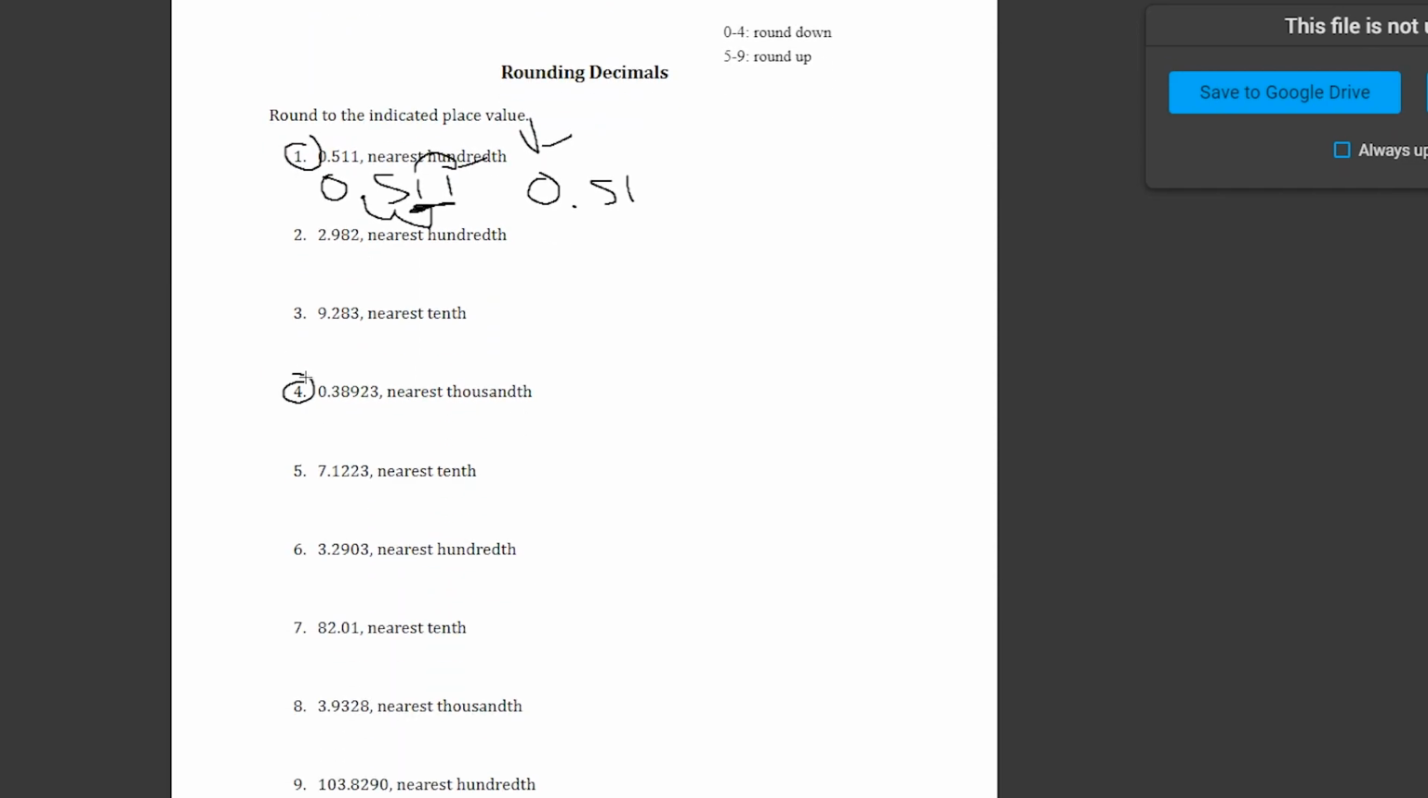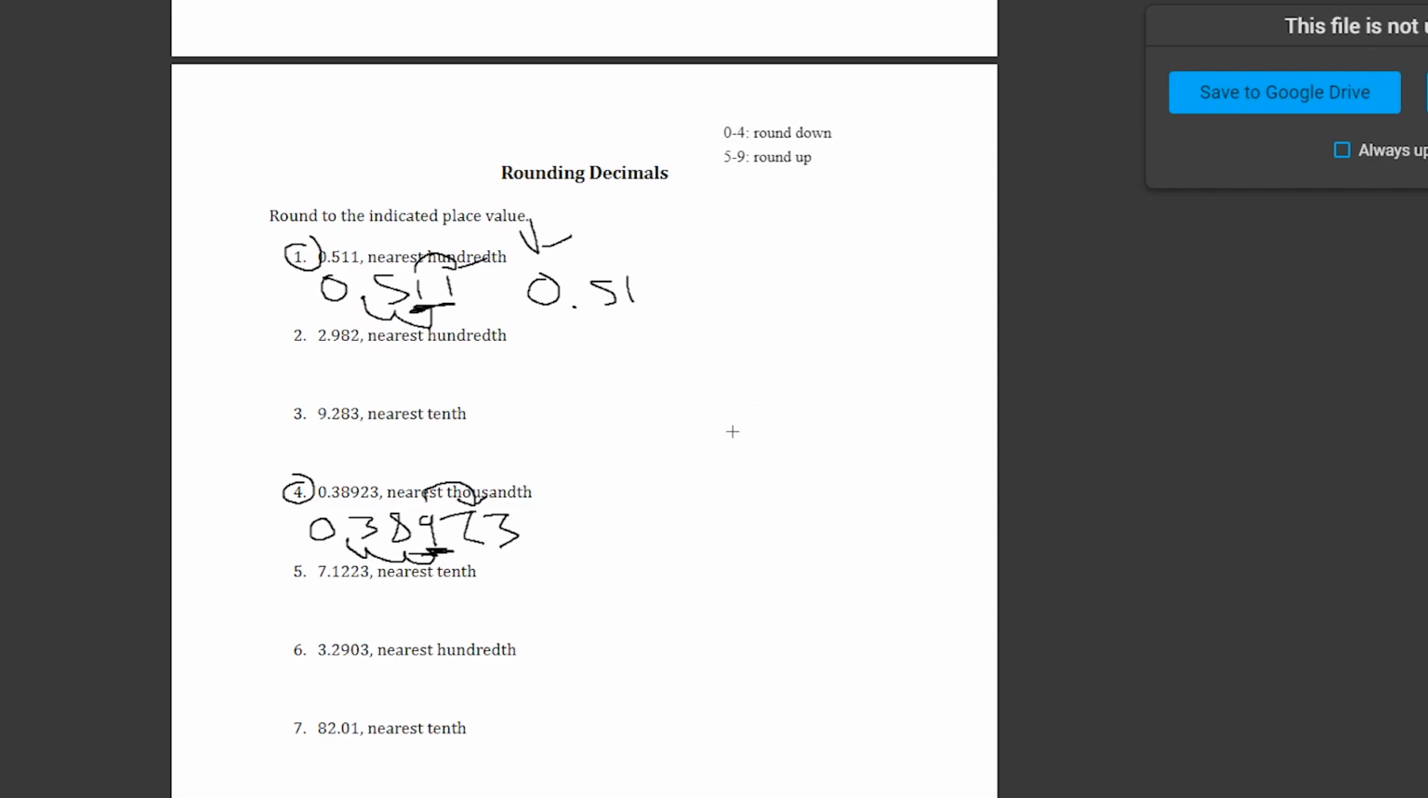For number 4, we have the number 0.38923, and we're rounding to the nearest thousandth. We need to see which number is in the thousandth place to begin with. So we look 1, 2, 3, and this 9 is in the thousandth place. Now we can look at the number to the right of 9, and it is 2. And 2 is between 0 and 4, so we're going to be rounding down. So for number 4, our answer is 0.38, and since we're rounding down, the 9 stays the same. So 0.389.